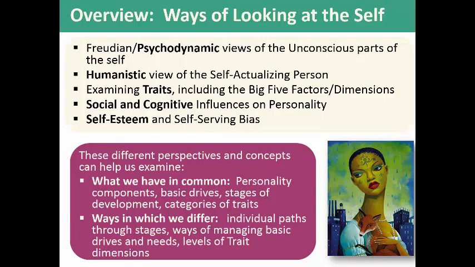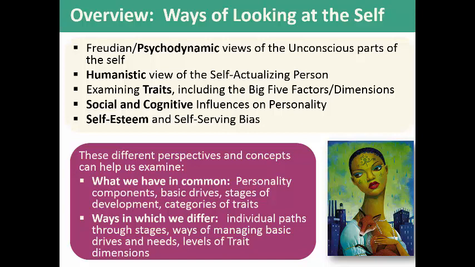So these differences in the way that personality is examined help us look at what we have in common. A lot of these talk about basic drives, stages, categories, and traits, and there's a lot of overlap, as you'll see in these 3 modules, among the different theorists and in a lot of these constructs. We'll also see the way in which we differ. While we do have these stages or paths according to some theorists, there's obviously individual variation among them. And within each trait, there are levels of it.